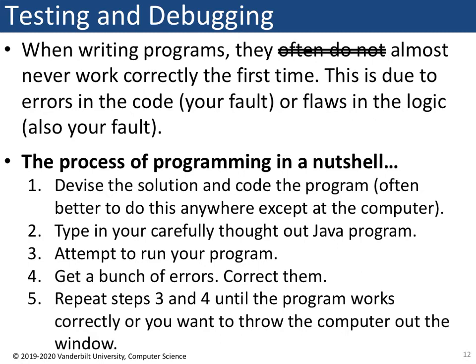So devise the solution, type the code, try to run it, get the errors, and then fix the errors. Repeat this attempt to run, fix the errors until no errors and you get the result you want. That's the typical process for programming.